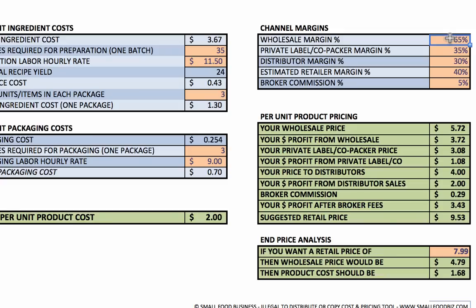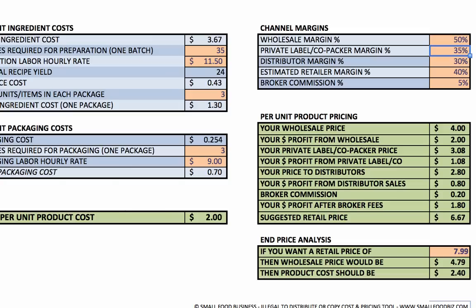So maybe I actually need to change my distributor margin to 50%. And then all of a sudden, you see how that jumps. With a distributor margin of 50%, then my wholesale price should be $4.79, and then my product cost should be $2.40. Well, in that case, I'm golden. I'm already there because my product cost is $2.